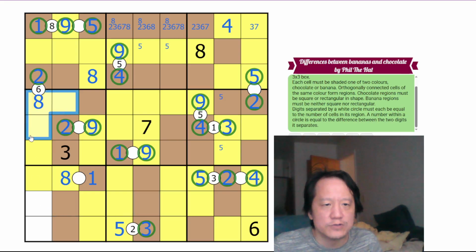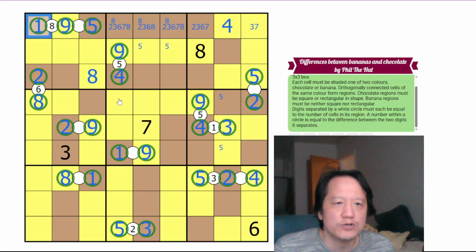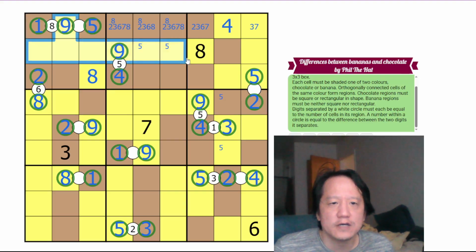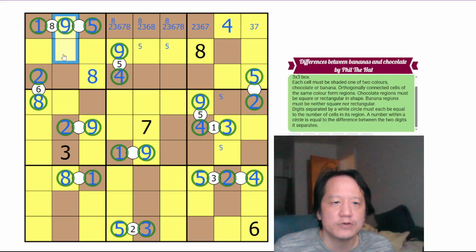We have 1, 2, 3, 4, 5, 6, 7, 8 bananas here. And so those are done. So we have 8 here, 8 here, 1 here, 5 here. That should be everything, right? Size 1 chocolate. Size 9 banana. 1, 2, 3, 4, 5, 6, 7, 8, 9. And that satisfies both of those.